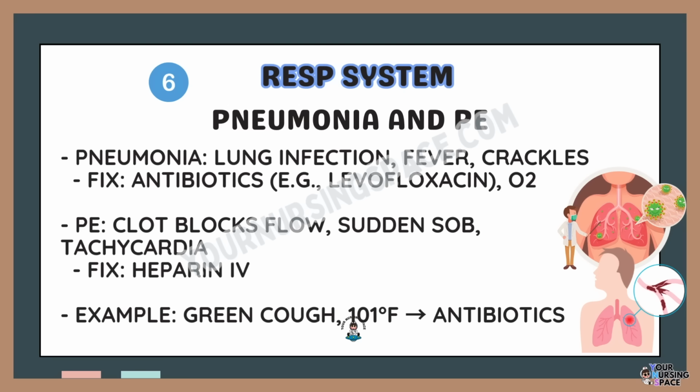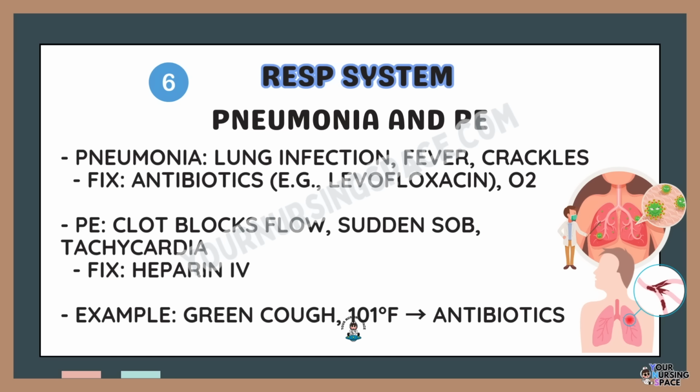SATs might dip, say, to 90%. Treatment's straightforward. Antibiotics like levofloxacin for bacterial cases, oxygen if SATs drop, and fluids to loosen that mucus. Imagine a patient coughing up green junk, temp at 101 degrees Fahrenheit. You start antibiotics pronto, and you're checking SATs to see if oxygen's next. NCLEX tip: if they mention crackles and a fever, lean pneumonia. Don't get distracted by heart failure options.